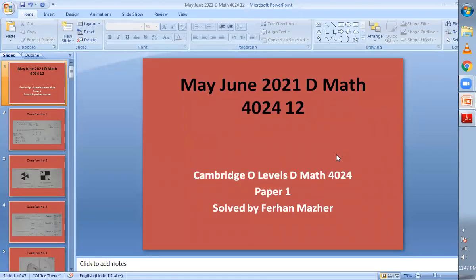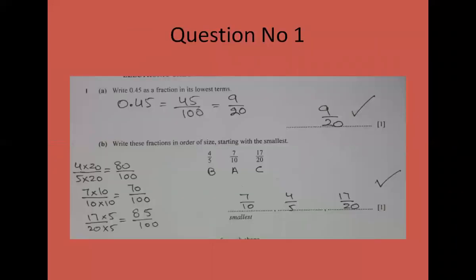0.45, you can convert this into a fraction. In the place of the decimal, I will put 1. And after the decimal, there are 2 digits, so I will put 2 zeros downstairs. So you will have 45 by 100, and then if you cancel both the numerator and denominator with 5, you get 9 by 20. So 9 by 20 is the answer.